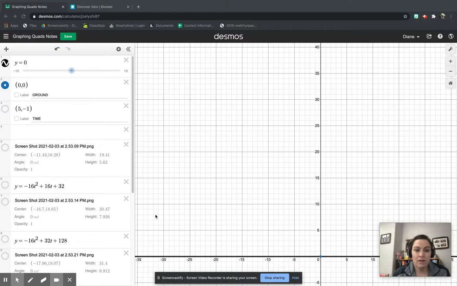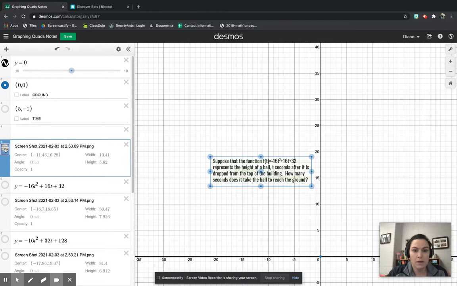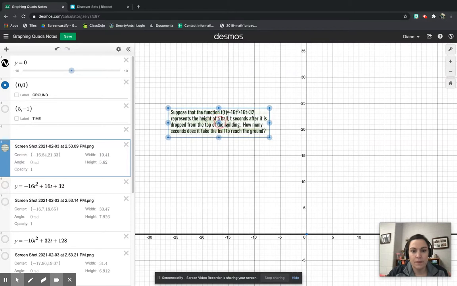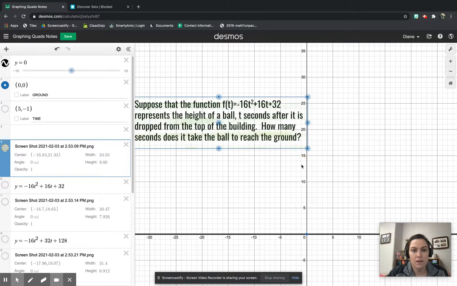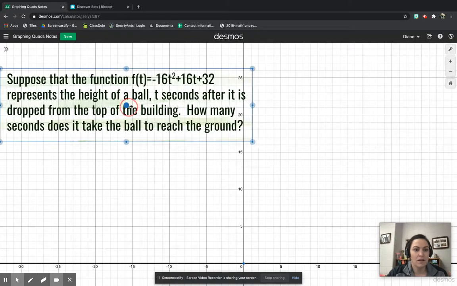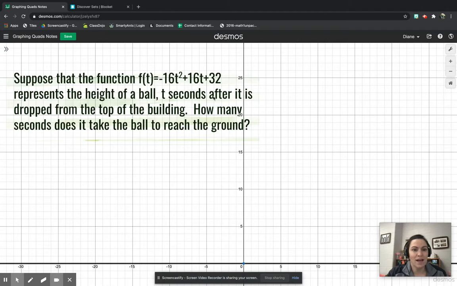So I have put the pictures of the questions in as we go through the packet. So we're going to start with this one. Make it a little bit bigger. Suppose that the function f of t equals negative 16t squared plus 16t plus 32, and it represents the height of a ball t seconds after it is dropped from the top of a building. How many seconds does it take the ball to reach the ground?